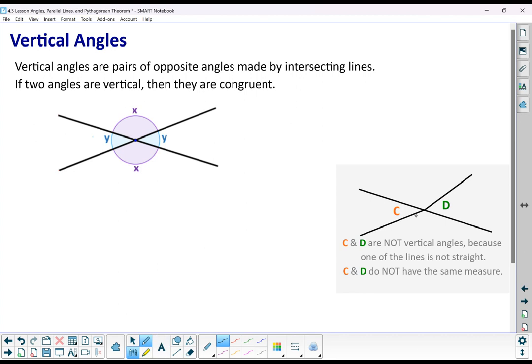So, for example, angle C and angle D are not vertical because we don't have 2 straight lines. This one is not a straight line. It has a kind of a kink in it, I guess. So angle C and angle D do not have the same measure. It has to be 2 perfectly straight lines in order to create vertical angles.